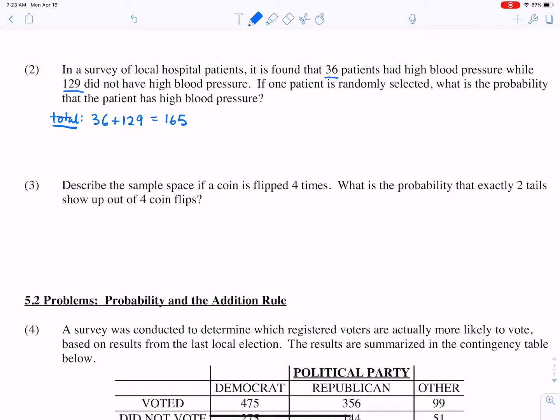Okay, so then the probability of having high blood pressure is equal to the number with high blood pressure, which was 36, divided by the total, which we found was 165, and that, rounded off at 4 places, is 0.2182. Or you could call it, again, 21.8%.